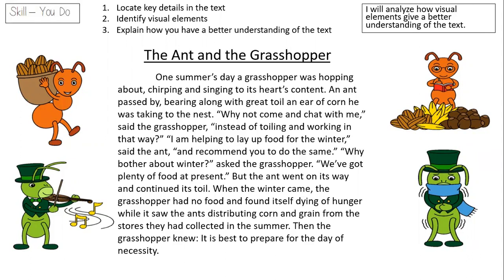"Why bother about winter?" asked the grasshopper. "We've got plenty of food at present." But the ant went on its way and continued its toil. When the winter came, the grasshopper had no food and found itself dying of hunger, while it saw the ants distributing corn and grain from the stores they had collected in the summer. Then the grasshopper knew it is best to prepare for the day of necessity.